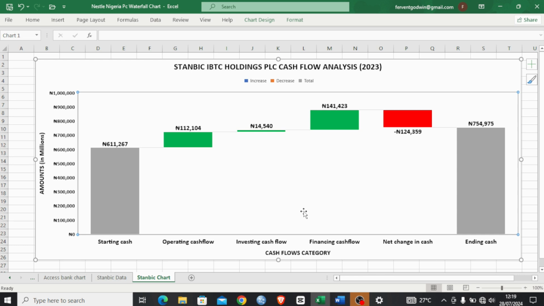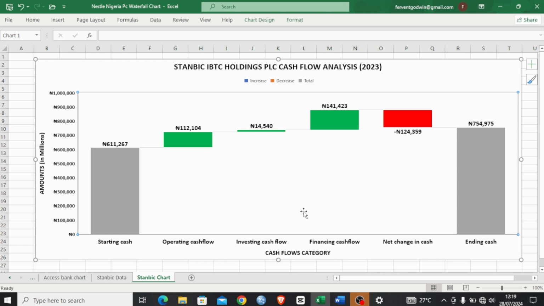That's about over 100 billion naira difference apart. Okay, so we could see different colors of bars representing different things. The green bars are simply representing positive values, the red bar is representing negative value, and the gray bars are representing the total. So the total starting cash and the total ending cash are in gray.